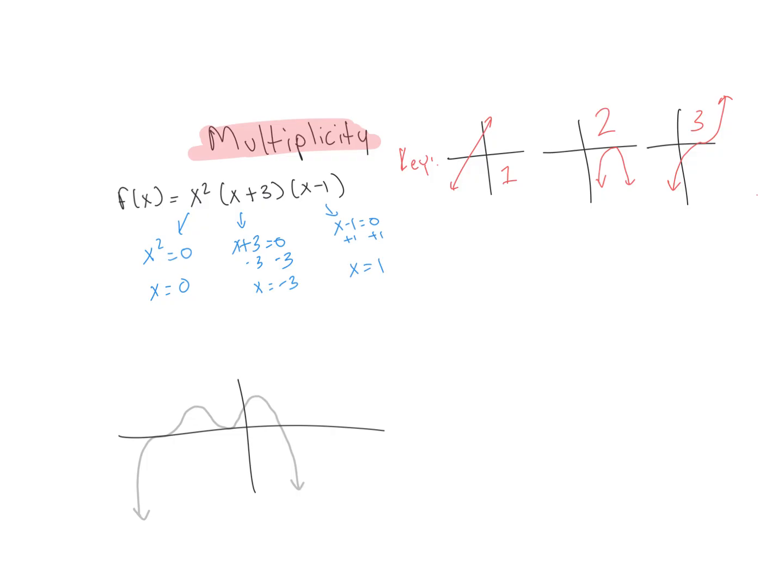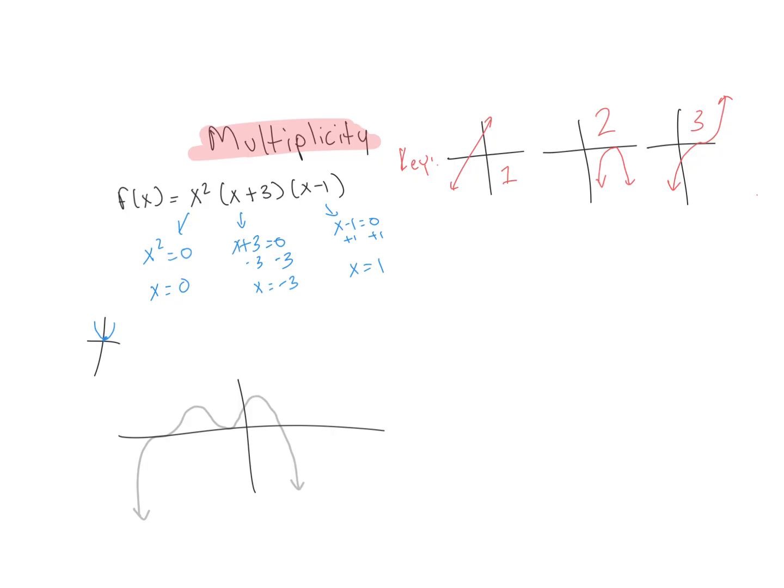So for this graph, it will have 3 roots, 1 at x equals 0, at x equals -3, and at x equals 1. To tell what type of multiplicity it has, I look at my exponents. For the first one, my exponent is 2. That means at that part of the graph, my graph will have a bounce, so maybe something like this.